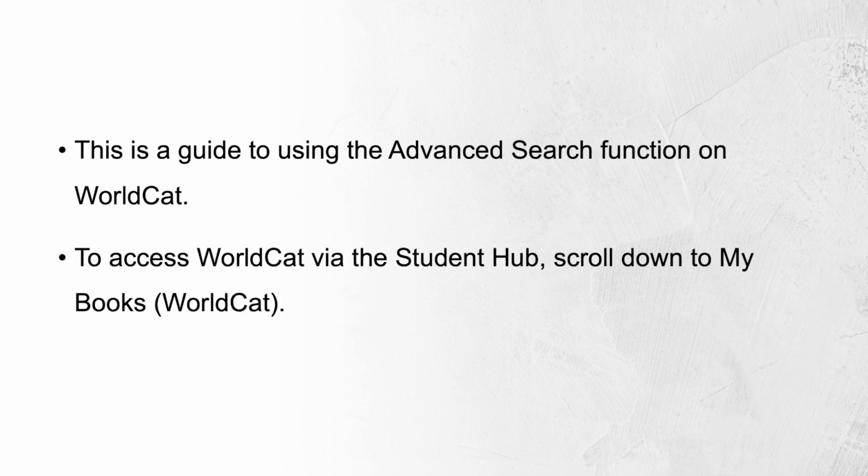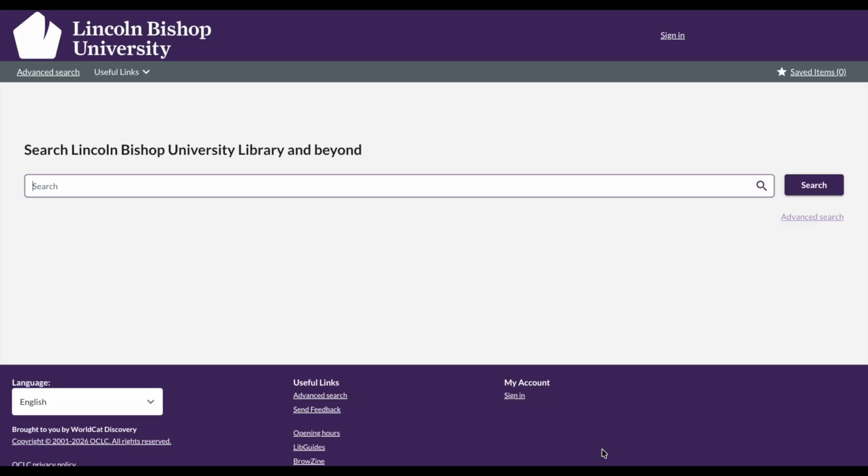The easiest way to access WorldCat is by selecting the My Books WorldCat tile on the Student Hub. In addition to a basic search, WorldCat allows you to carry out an advanced search. This feature allows for more in-depth searching by letting you search for several key terms simultaneously. When you are on the WorldCat homepage, select Advanced Search on the right-hand side.